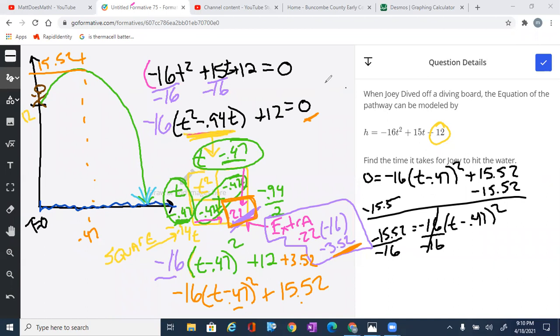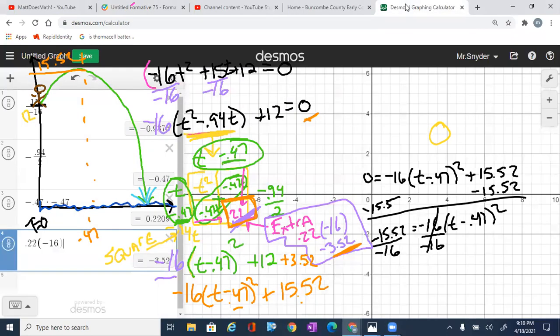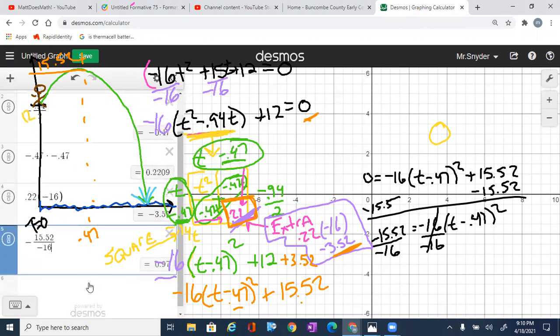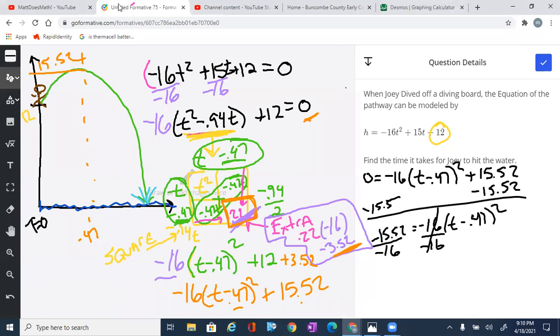Then we just have to come back over to Desmos. We just have to figure that out. What is -15.52 divided by -16? And that is going to be 0.97. So we come over here and we say, okay, well, that is 0.97 equals t minus 0.47 squared.